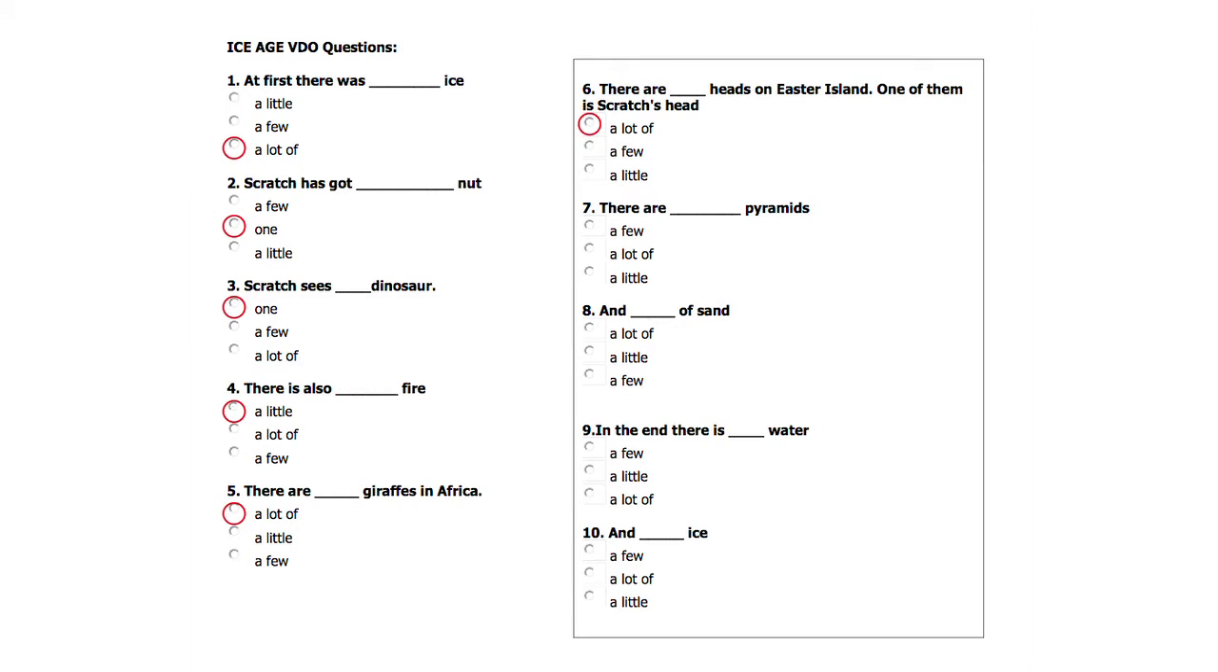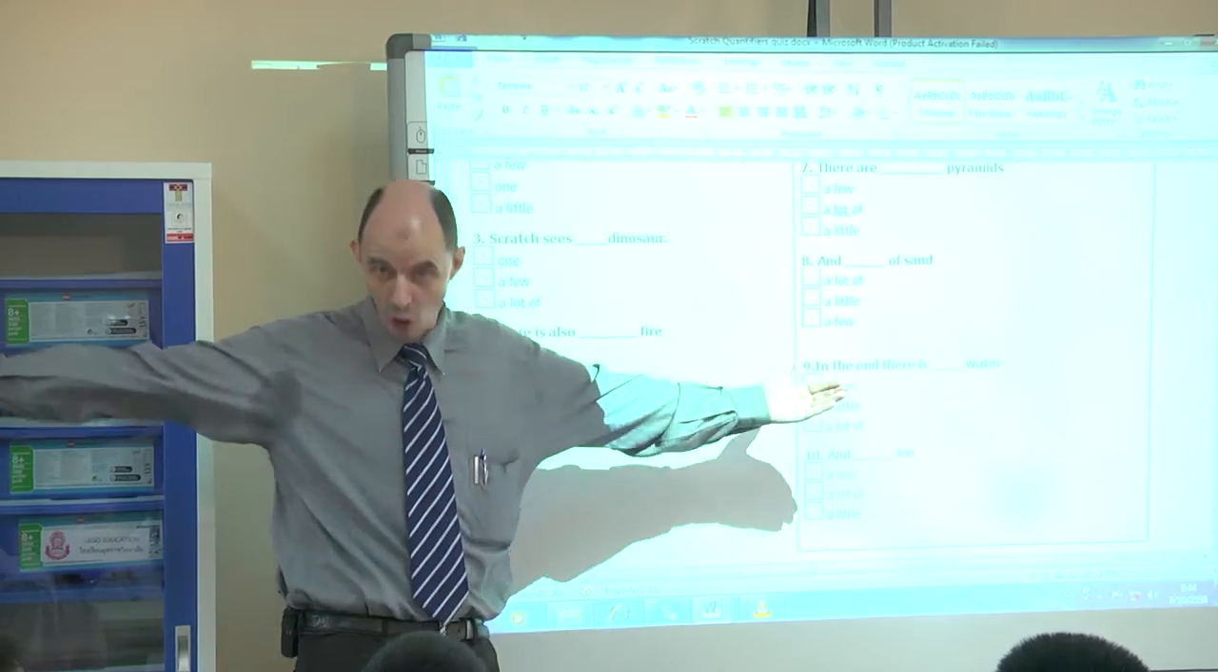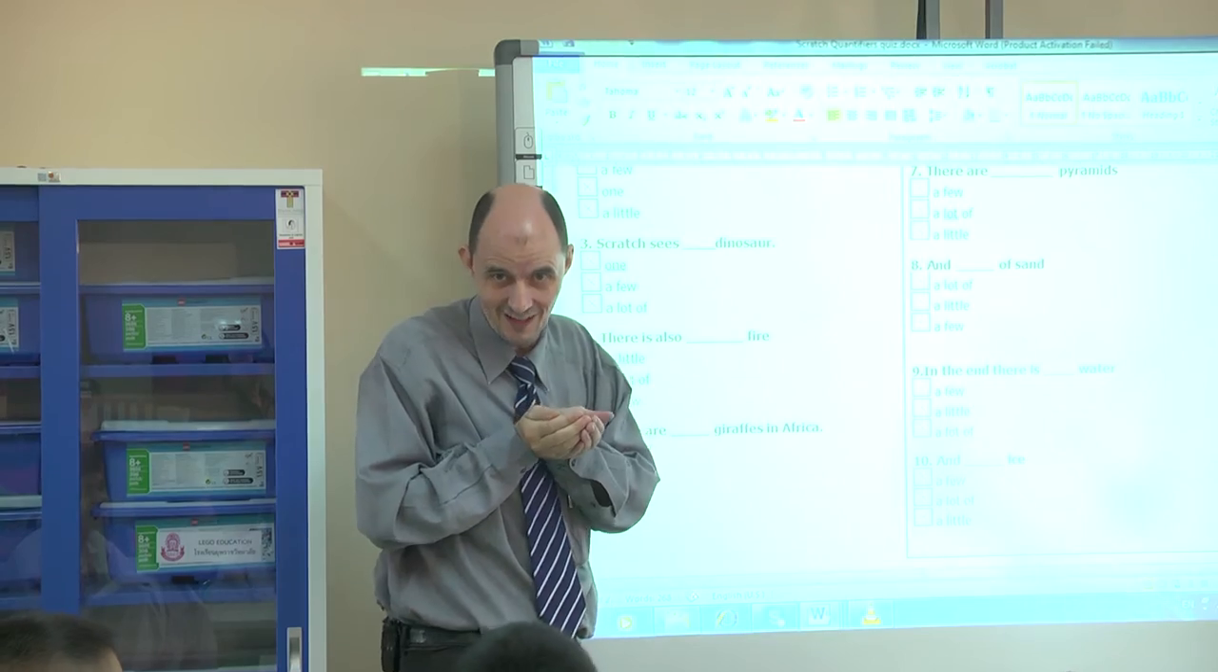Number 7, there are a few, a lot of, or little pyramids. Yeah, I would say a few pyramids. Number 8, a lot of, a little, or a few of sand. A lot of sand. Number 9, in the end there is a few, a little, or a lot of water. A lot of water. And number 10, a few, a lot of, or a little ice. At the end, a little ice. Remember, he hits the ice. Okay, there's a small ice, a lot of water, a little ice. Okay, good.